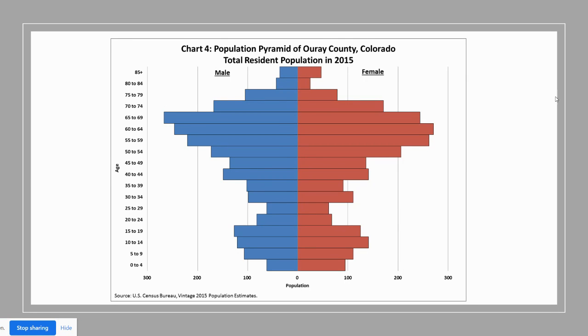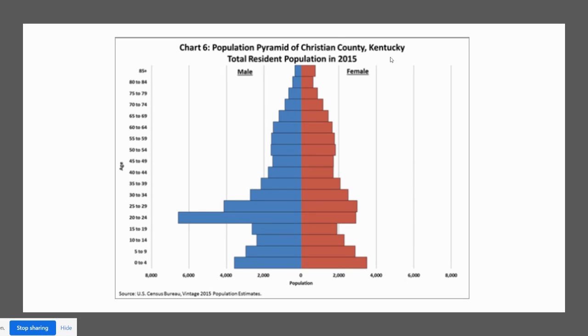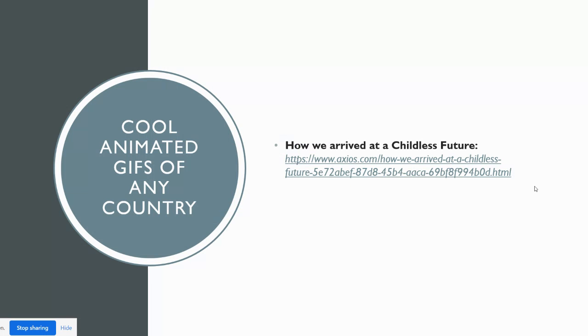Ooh, it looks like a bird. Now we're in Colorado. And if you look, most of the population is up here, and this is actually a retirement community. So it's kind of neat to see how these things happen. And what do we got over here? Kentucky, way too many males in the 20 to 24 range. This would be a military base. So you can learn a lot when you're looking at population pyramids, especially if you've got something funky going on.